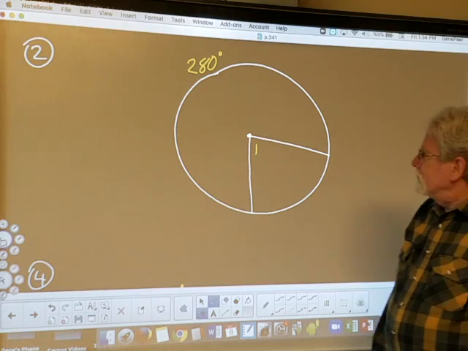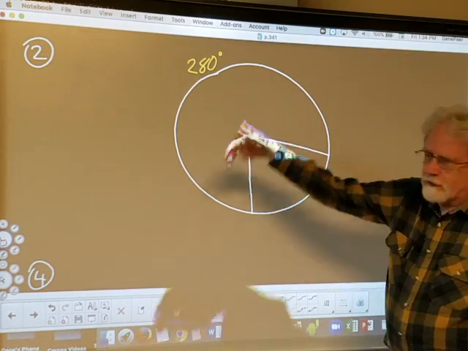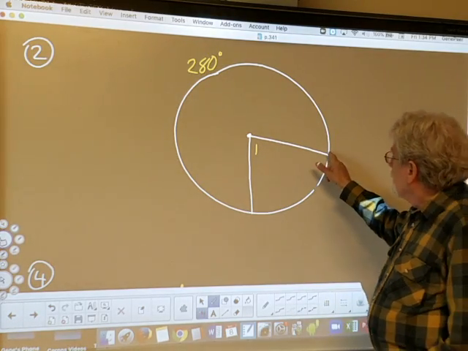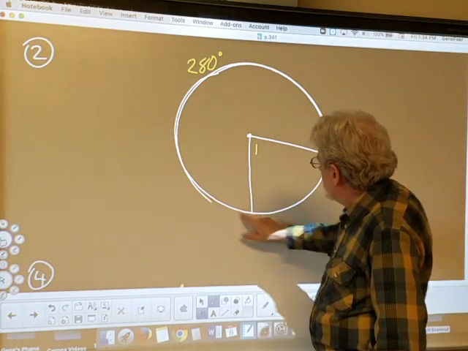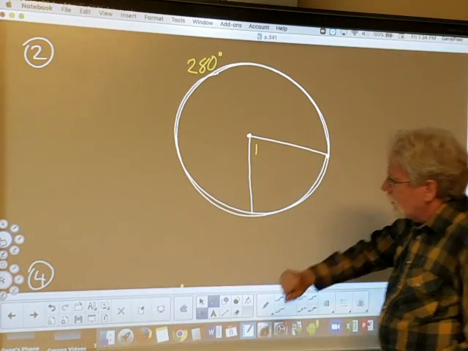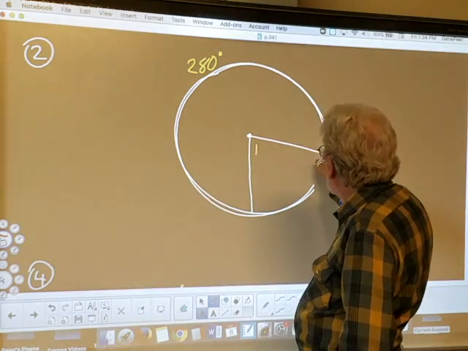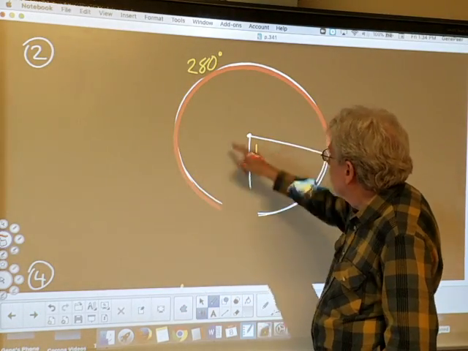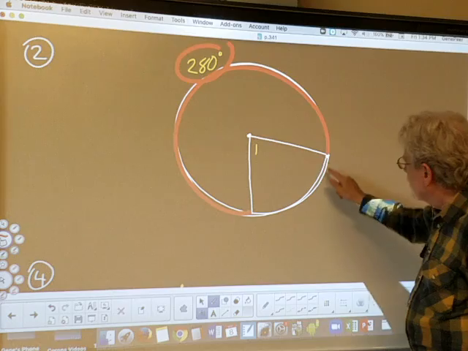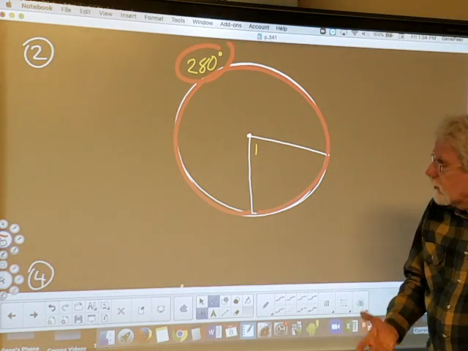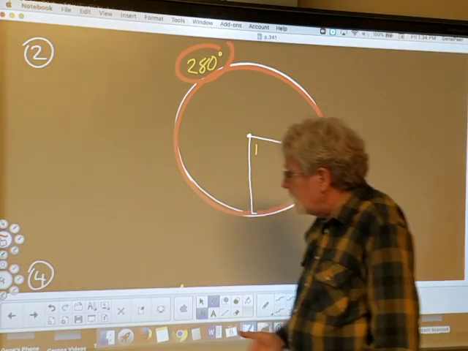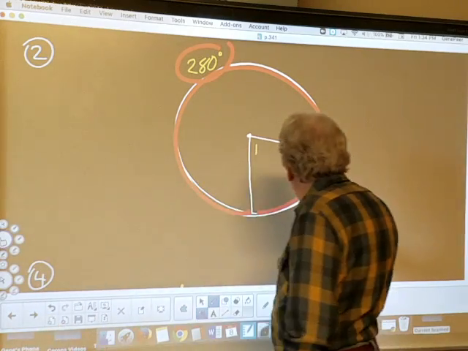Okay, number 2. We know the whole circle is 360. And if the whole thing is 360, but this red arc here is 280, what's that leave for this one? Well, 360 minus 280 happens to be 80. So this arc is 80.